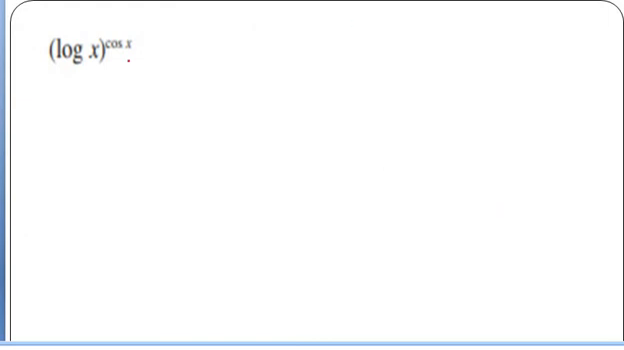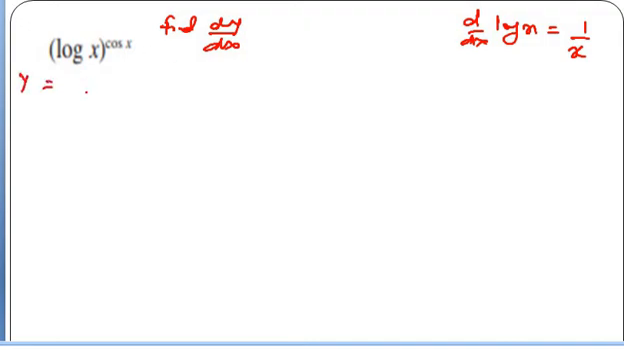Now for a function raised to power function, how can we differentiate? For such a question, if they ask us to find dy by dx, consider this one. First of all, I will write here derivative of log x, logarithmic function, is 1 upon x. So consider y is equal to log x raised to power cos x. Now for such a question, when there is a function raised to power function, you have to take a log. So taking log on both sides.